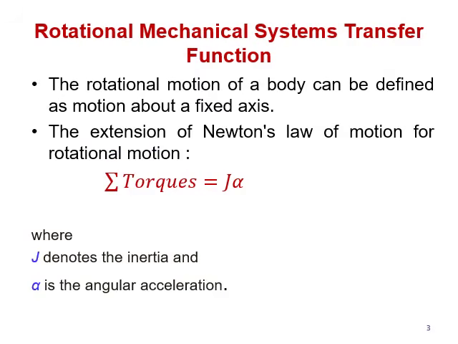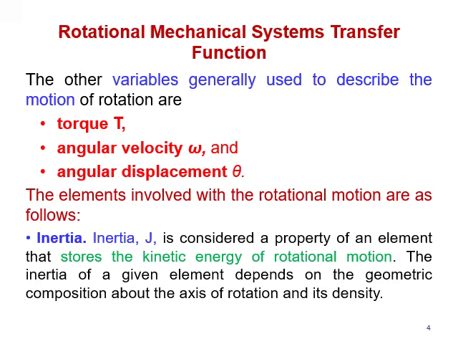We are going to depend on the same rule for developing the mathematical model of rotational mechanical system, which is Newton's law, which says in general that the summation of torques equals J times alpha, where J is the inertia. That means the total of torques equals J times the angular acceleration alpha. That's Newton's law. We are going to use this law to develop the model of rotational mechanical system.